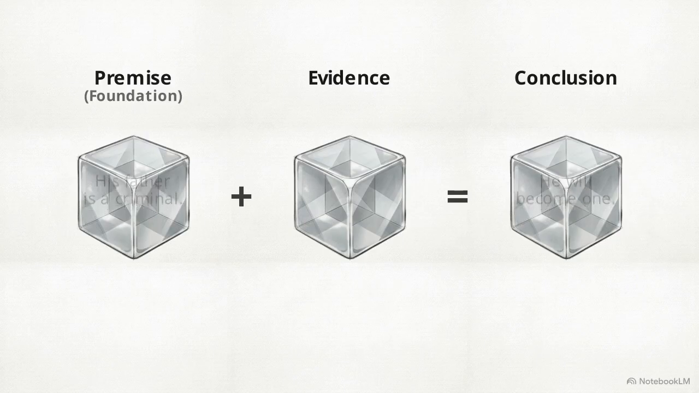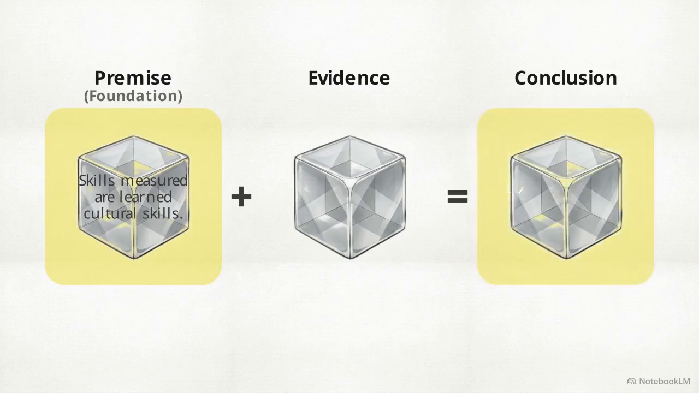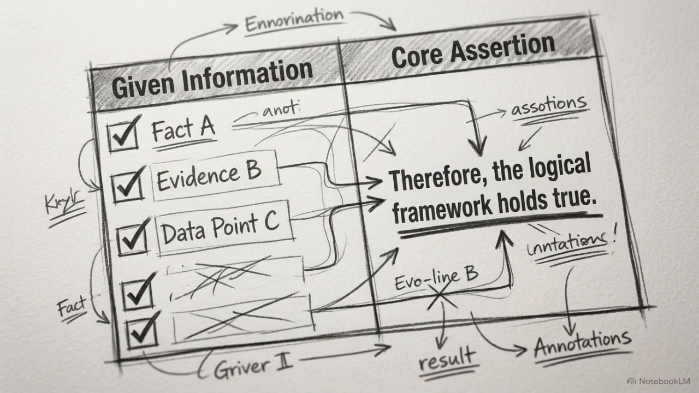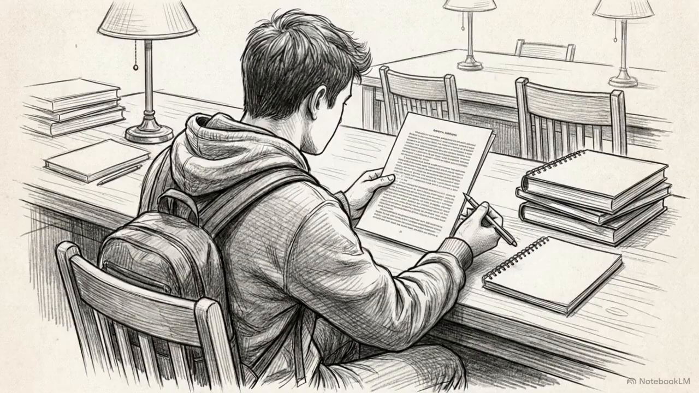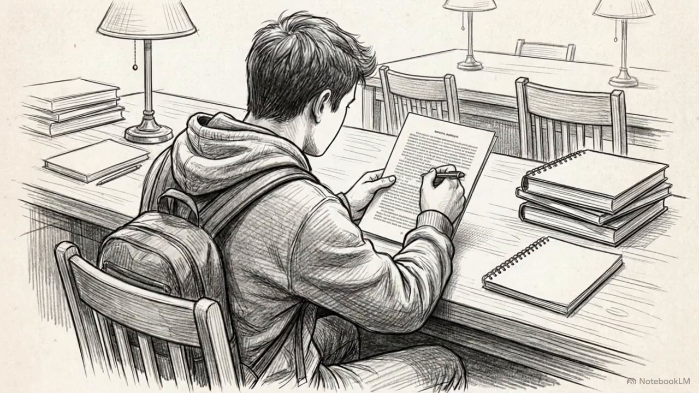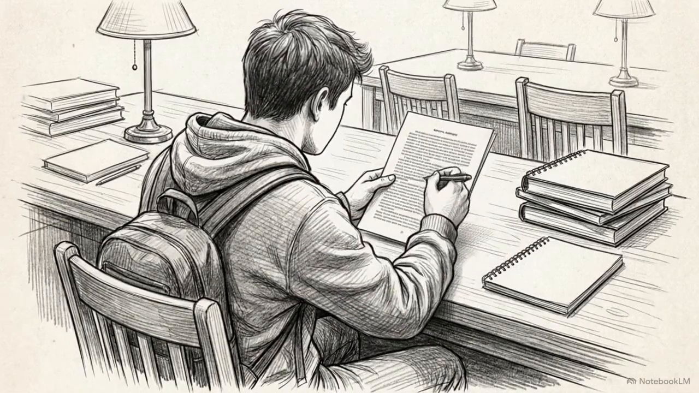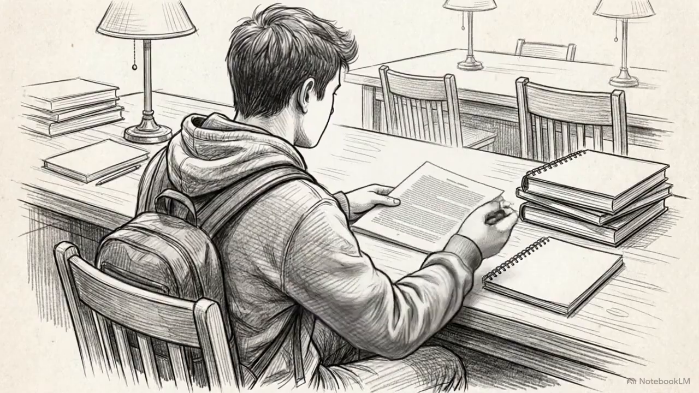Let's apply that exact equation to our highlighted text about IQ testing. The underlying premise here is that the skills measured by an IQ test represent a specific, learned cultural skill. The resulting conclusion the author draws from that premise is that IQ tests therefore measure class bias. Forcing an argument into this 2-part equation prevents you from confusing the author's starting background facts with their actual debatable claim.